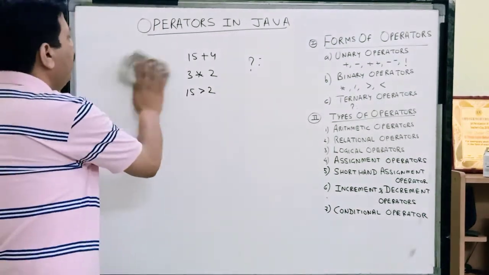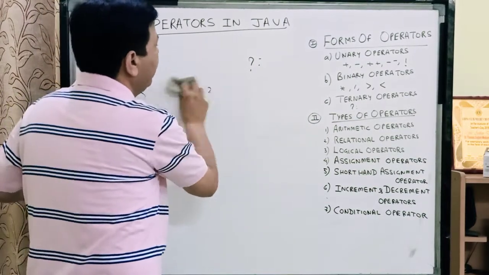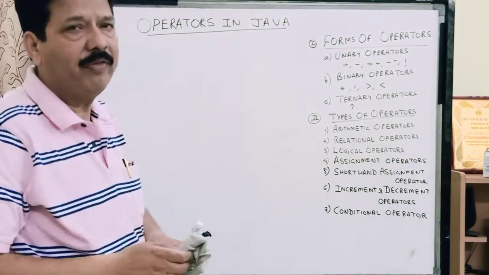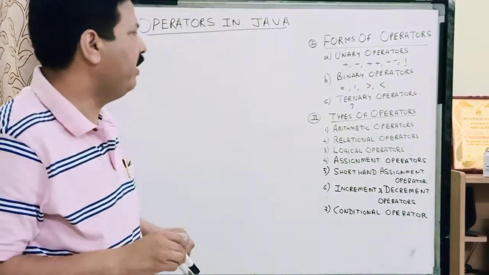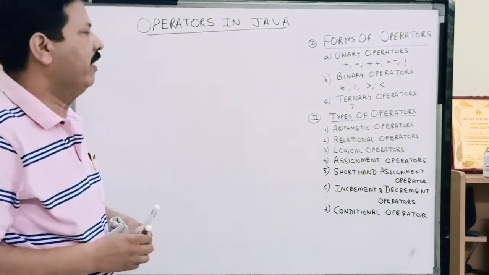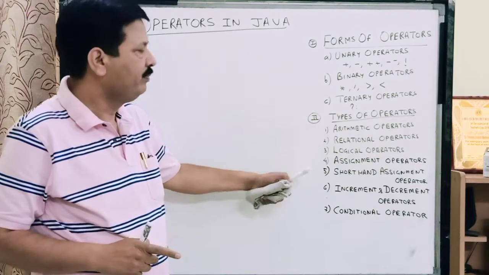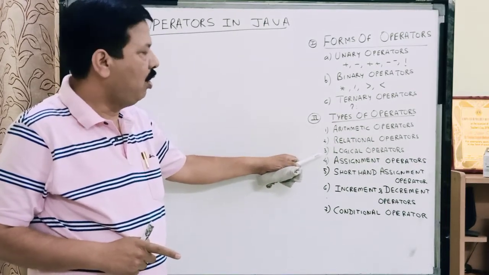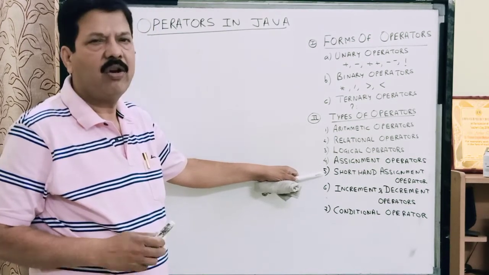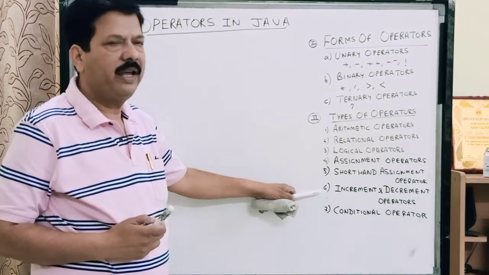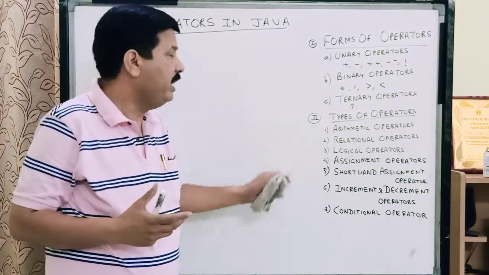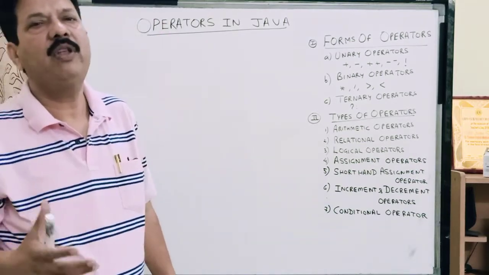Now children, operators we have also classified into types of operators, and this means the type of task they are performing. If we are classifying them according to the task they are doing, then they are classified as arithmetic operator, relational operator, logical operator, assignment operator, shorthand assignment operator or Java shorthands, increment and decrement operator, and conditional operator, which is the ternary operator. So children, these operators have been classified according to the task they do.